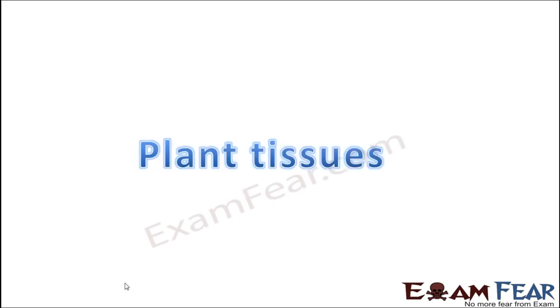So with this idea in mind, we will now talk in detail about plant tissues. Once we are thorough with the understanding of plant tissues, we will go ahead and talk about the internal structure of various parts of plant, like the internal structure of root, stem, leaf. So we'll spend time on that.